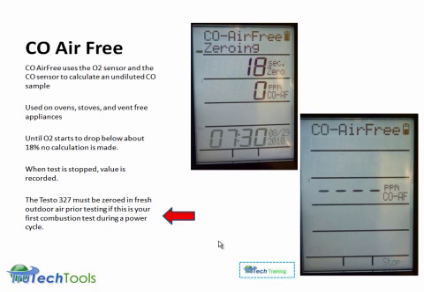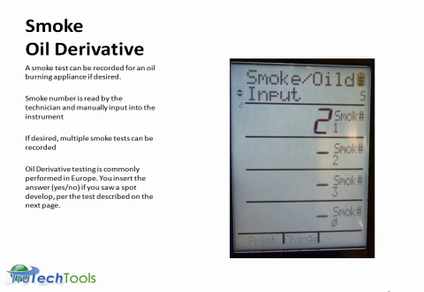But the key thing to remember when you're doing an air-free measurement is that the Testo 327 has got to be zeroed in fresh air prior to the test. Otherwise, you're going to get an error in your result.